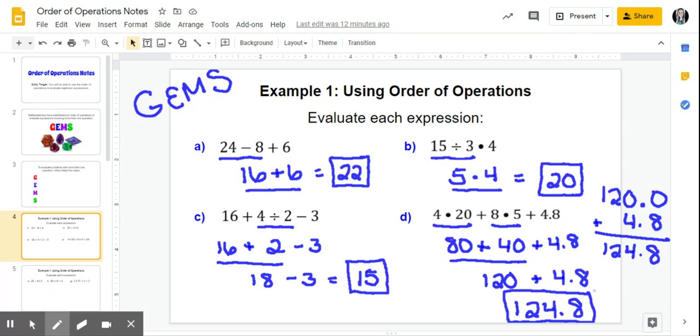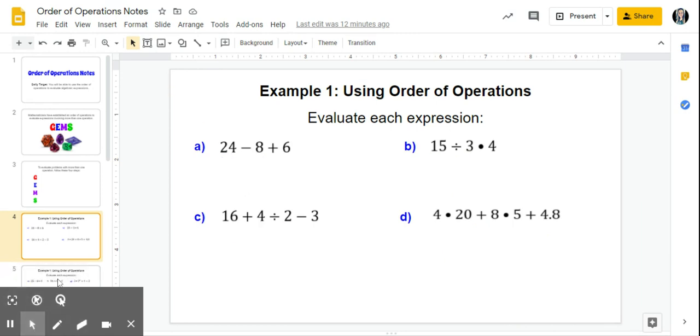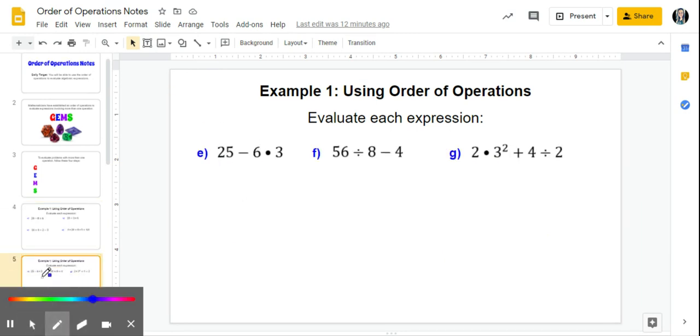I'm going to clear my screen, so if you need to pause, do so now, and move on to the next set of examples. I'm going to rewrite that acronym GEMS.